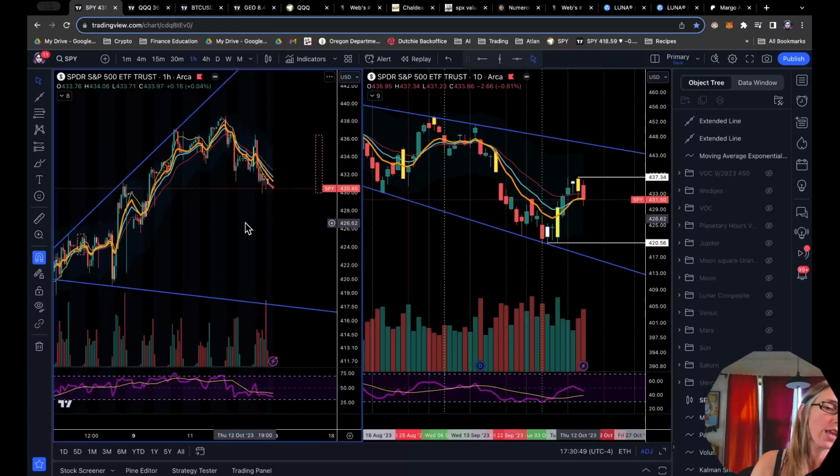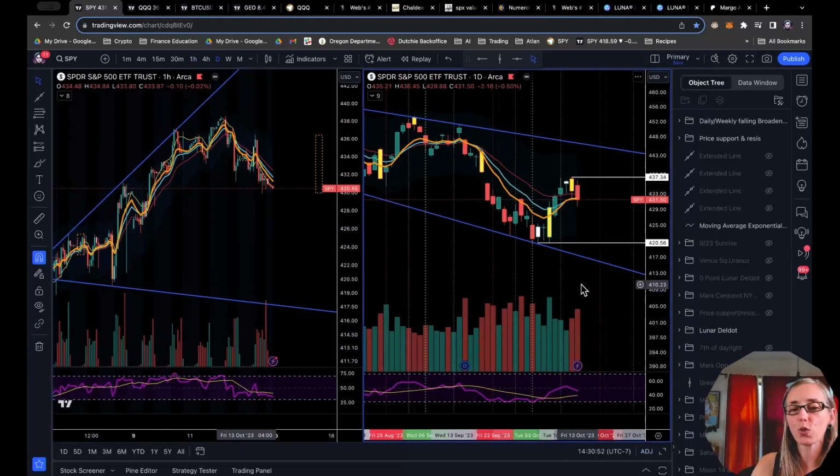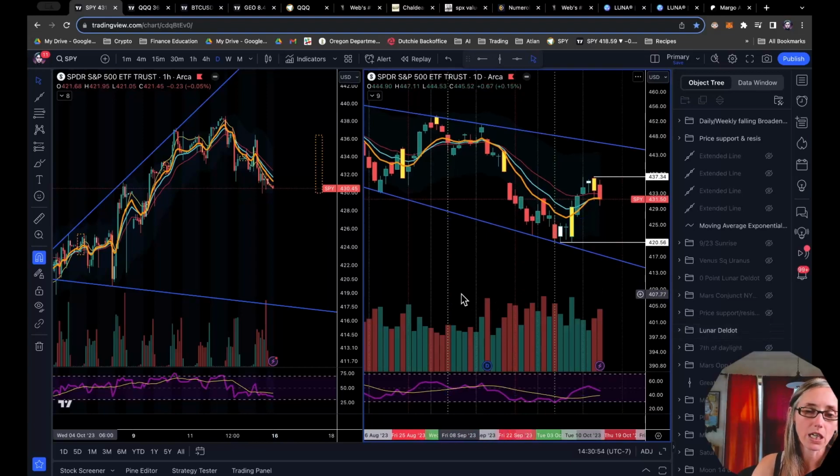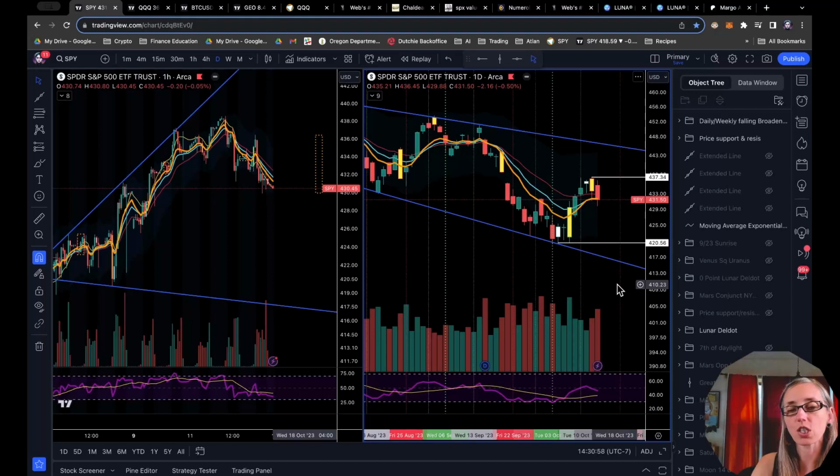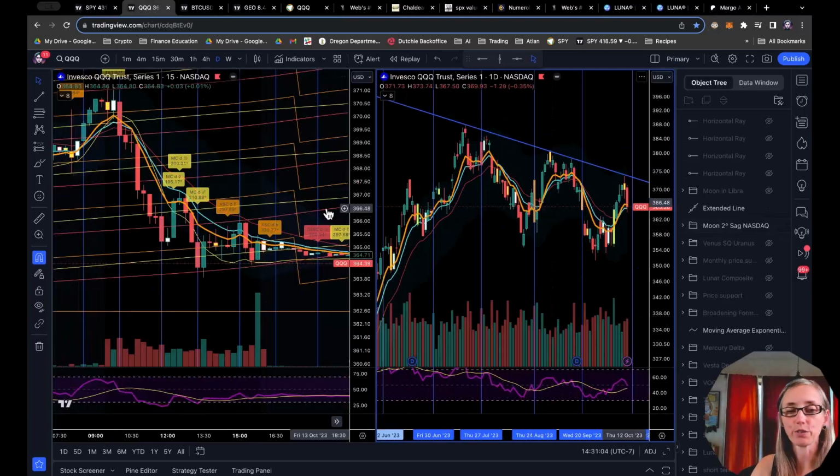On the S&P 500, our two key dates that we're looking at will be Monday and Tuesday for high volatility. And then later in the week towards Thursday, we'll be looking for a pivot. And that could be within 1 to 2 trading days. All right, let's move on to QQQ.